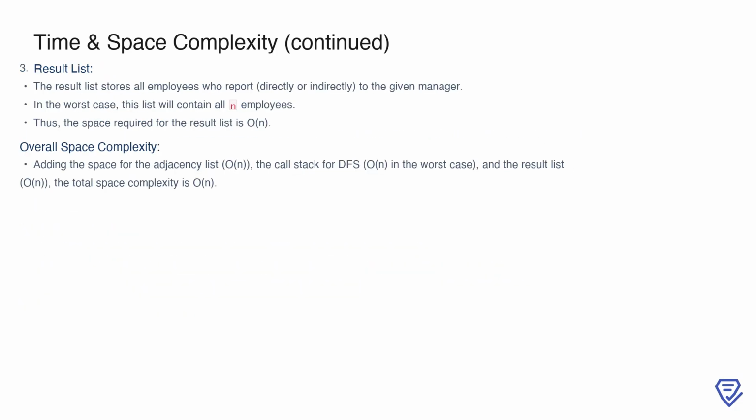Another component of the space complexity is the result list, which stores all employees who report to the given manager, either directly or indirectly. In the worst-case scenario, where all n employees are part of the hierarchy under the given manager, this list will contain all n employees. Therefore, the space required for the result list is O(n). Combining the space used for the adjacency list, O(n), the call stack for DFS, O(n) in the worst case, and the result list, O(n), the total space complexity of this solution is O(n).